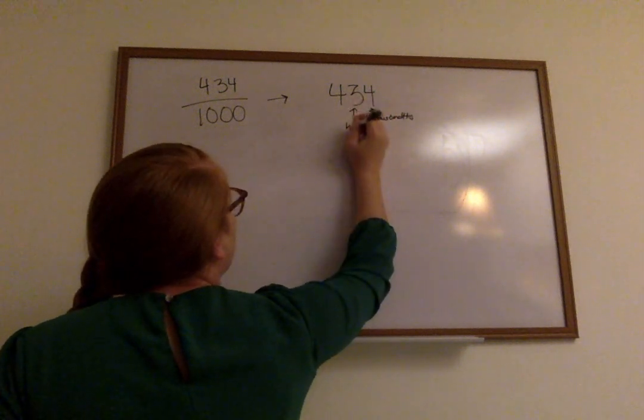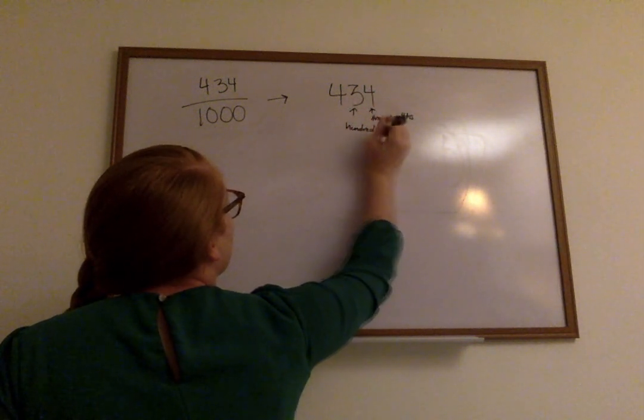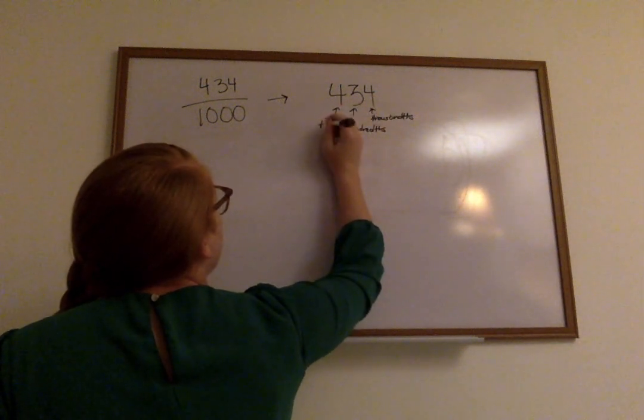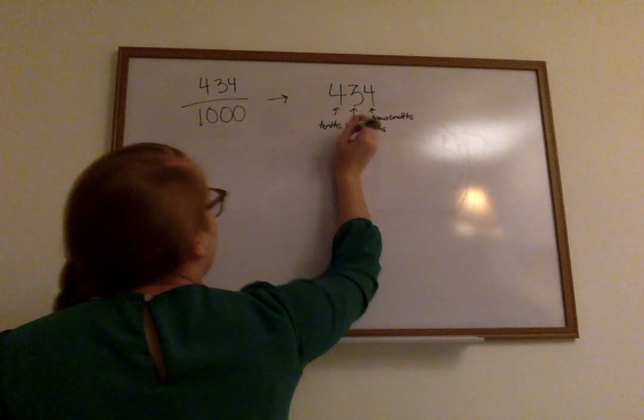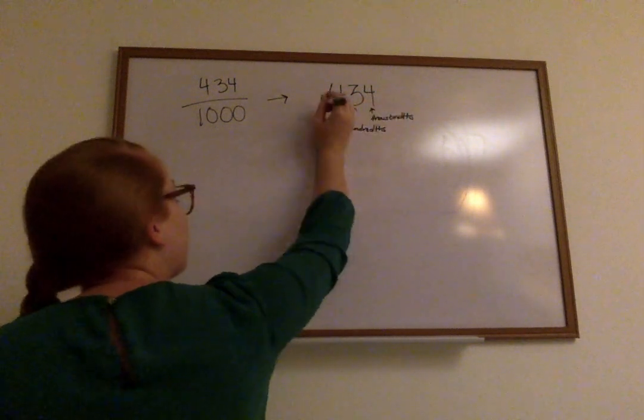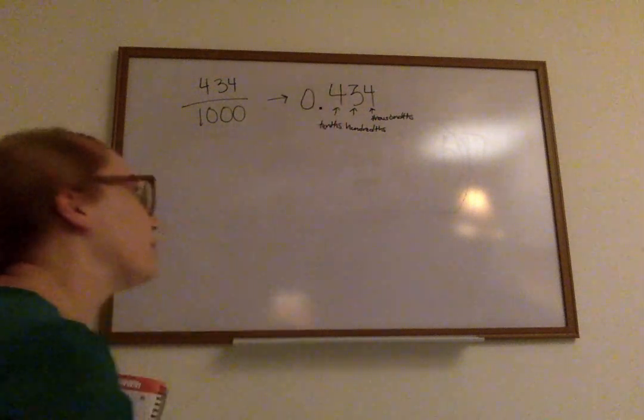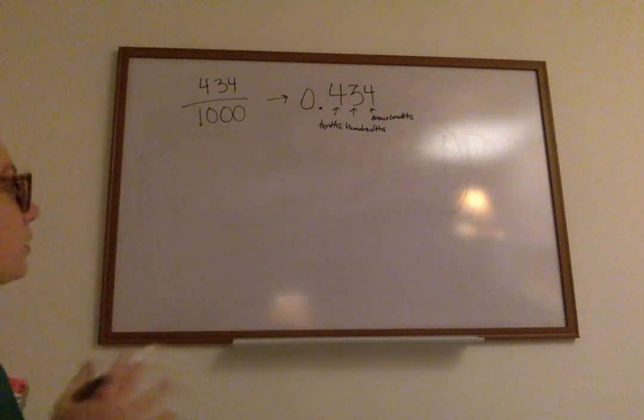The 3 is in the hundredths. And the 4 is in the tenths. So that means that this is set up perfectly where my decimal will go here and my 0 will go in front. Tenths, hundredths, thousandths.